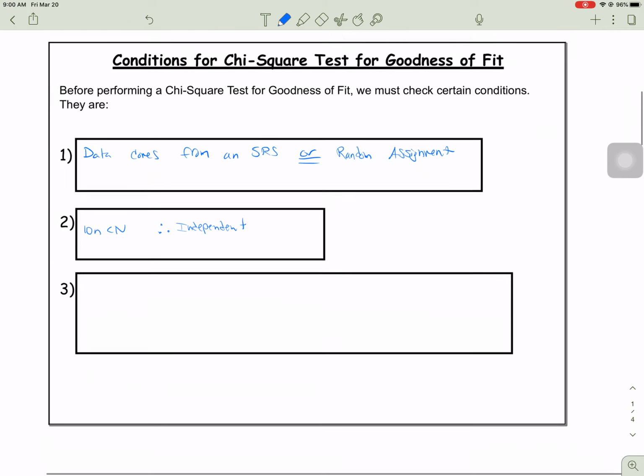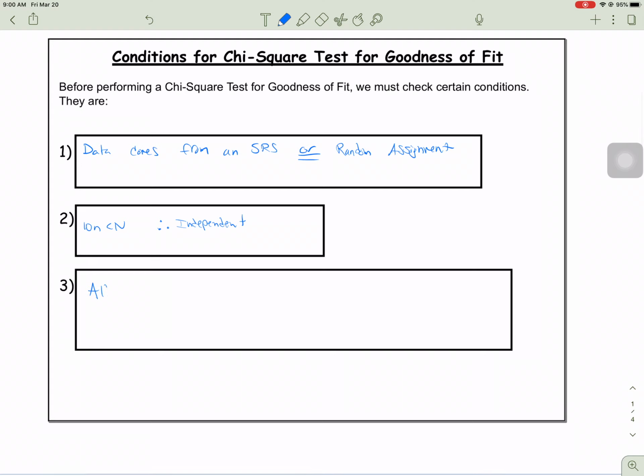So we have this new condition for chi-square, and that is that all expected counts are greater than or equal to 5. That's expected. Now, how do you show that? Well, like yesterday when we made that table, you're going to make that table again and show what all the expected counts are.